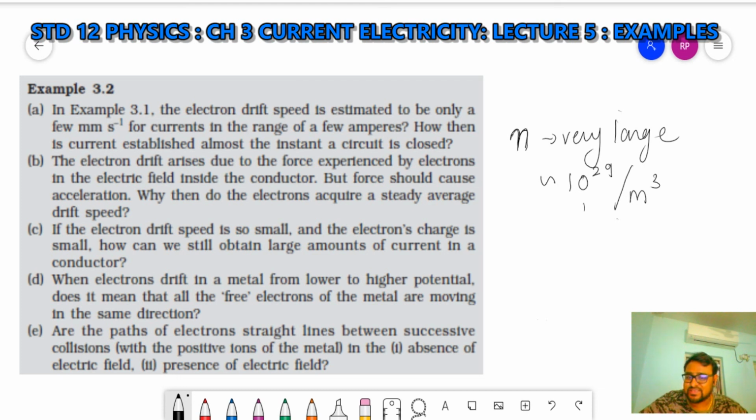Next, the last one, that is E. Are the paths of electrons straight lines between successive collisions with the positive ions of the metal, in the absence of electric field, and second, in the presence of electric field? See, in the absence of an electric field, the paths are straight lines. But in the presence of an electric field, they will be curved. So this was about example number 3.2.